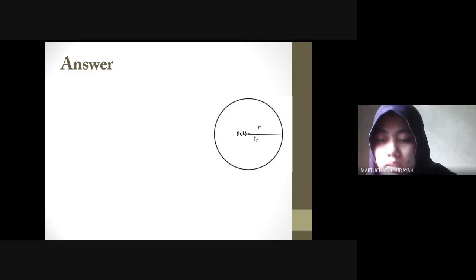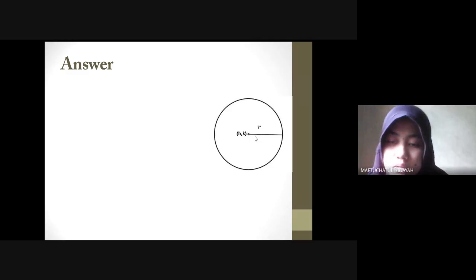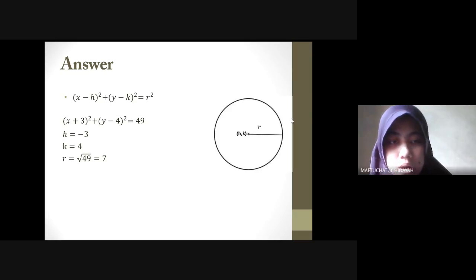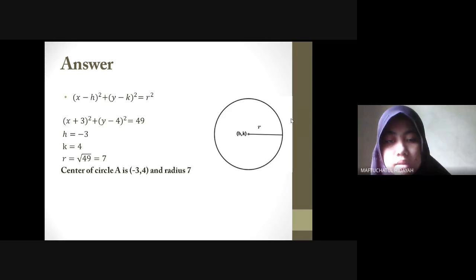So we can find that h is -3, k is 4, r is square root of 49 equals 7. So the center of the circle A is (-3, 4), and the radius is 7.